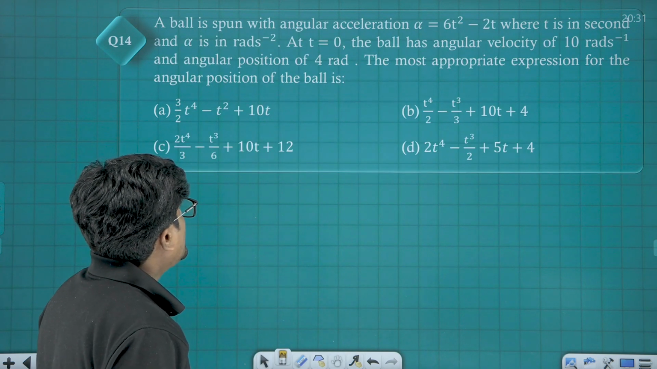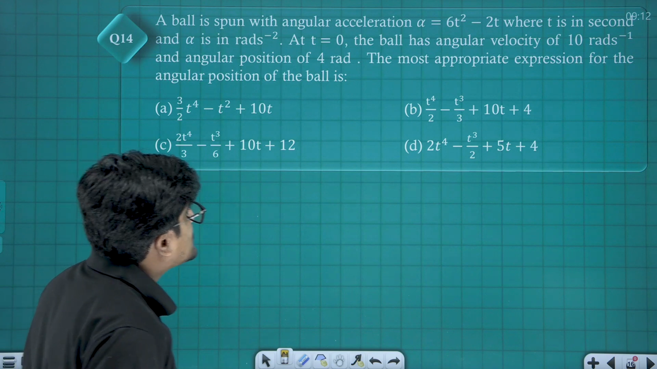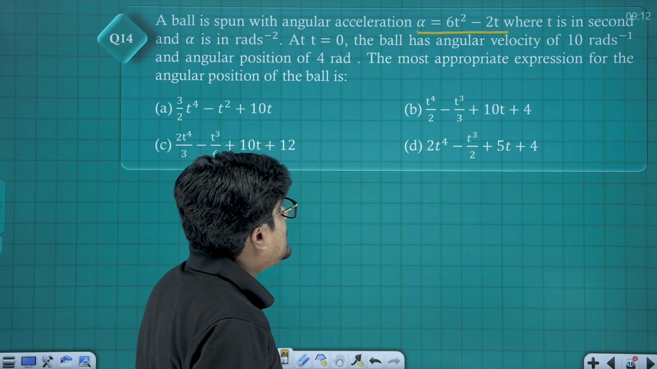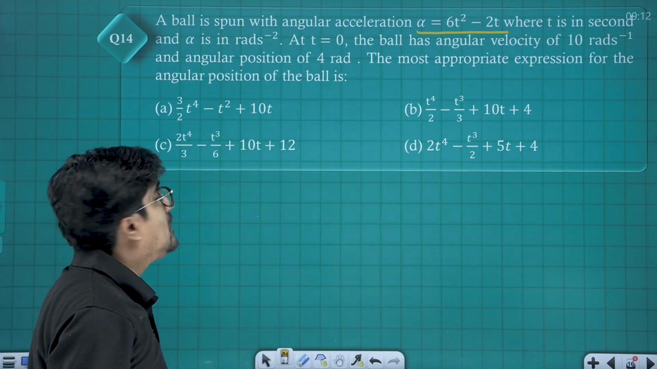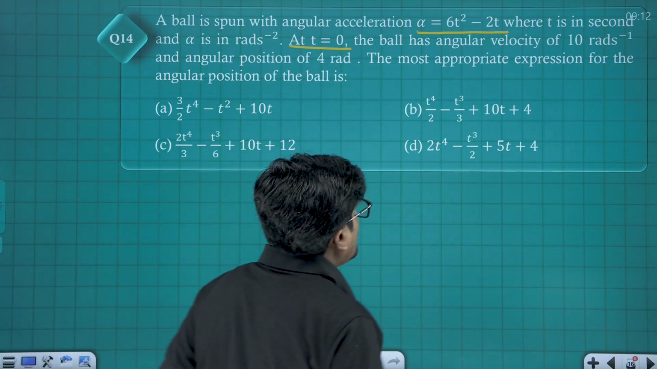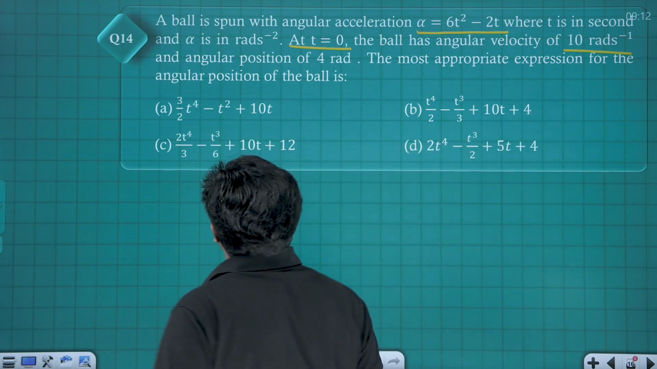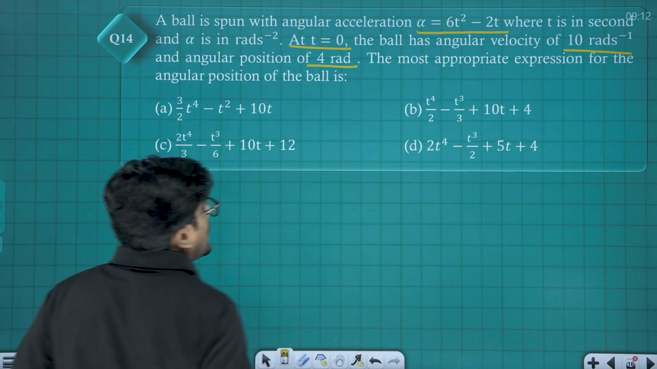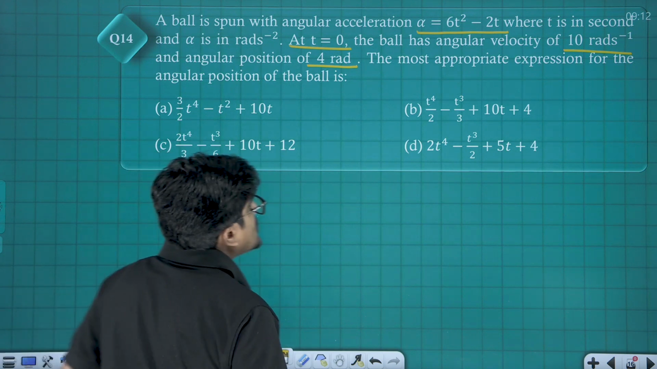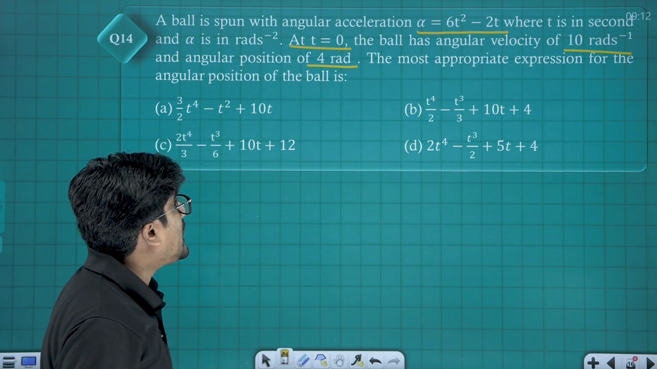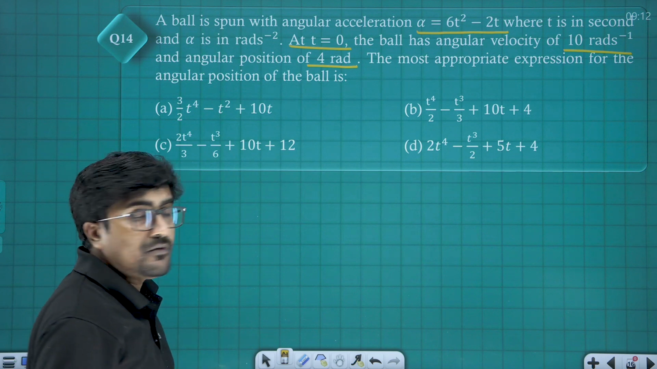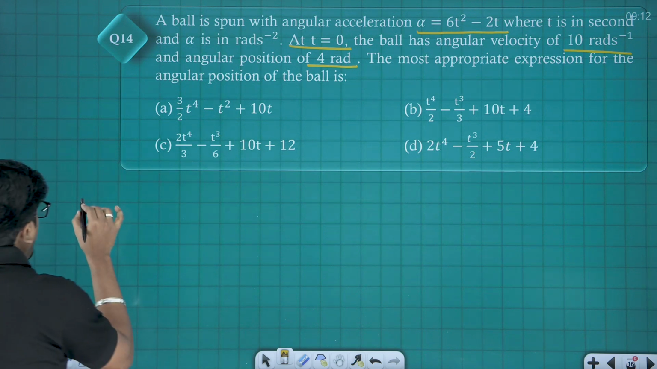Alright, the next one is, a ball is spun with an angular acceleration of alpha equals 6t square minus 2t, where t is in seconds and alpha is in radian per second square. At t equal to 0, the ball has an angular velocity of 10 radian per second and angular position of 4 radian. The most appropriate expression for the angular position of the ball is? That's the question. Okay, so we need to get the expression for the angular position of the body.